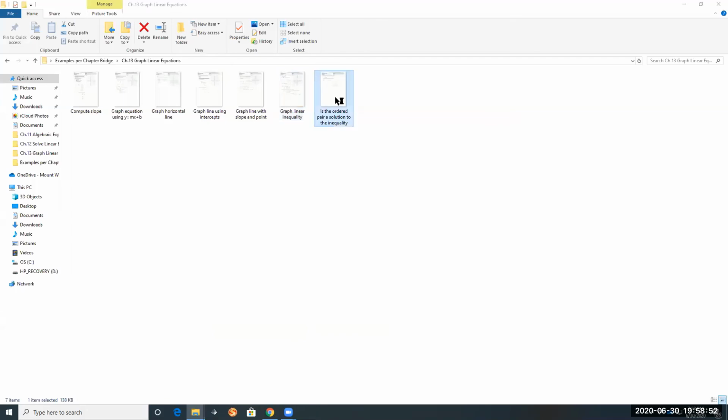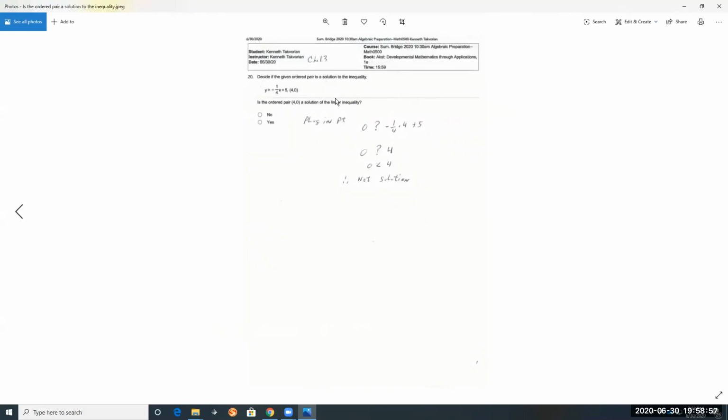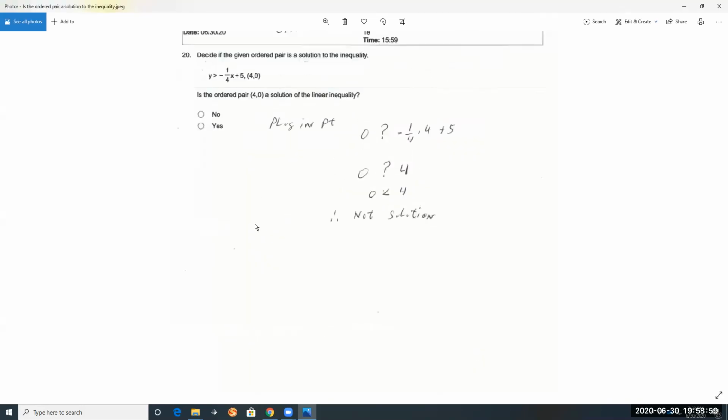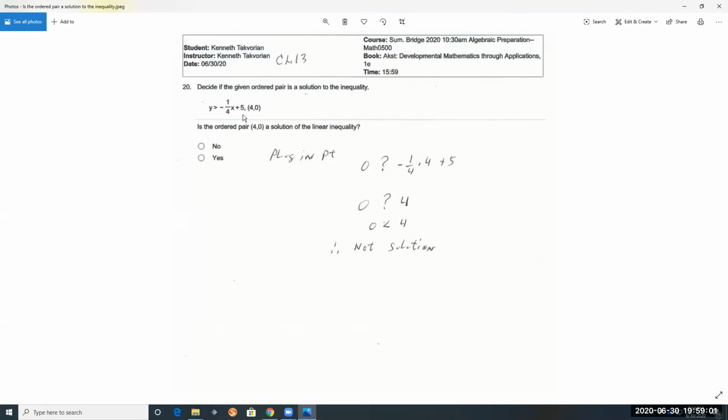And finally, we're given an inequality and we're asked if this point (4, 0) is a solution to the inequality. So we're going to plug in the point. For y, we're going to use 0. For x, we're going to use 4. -1/4 times 4 is -1. -1 plus 5 is plus 4.